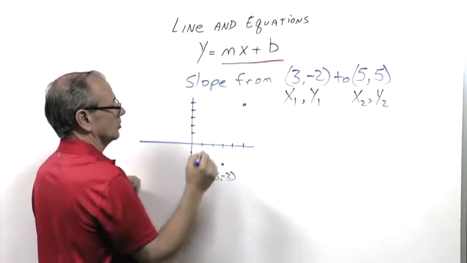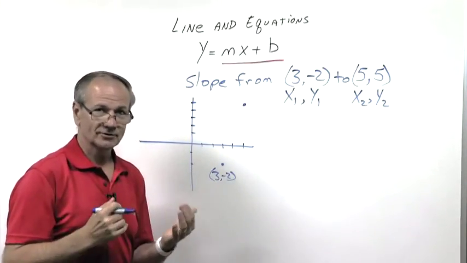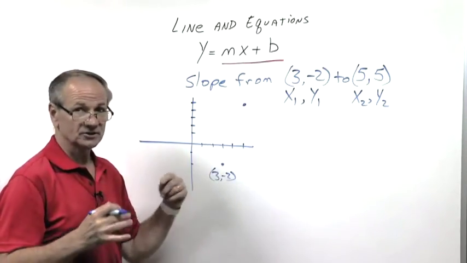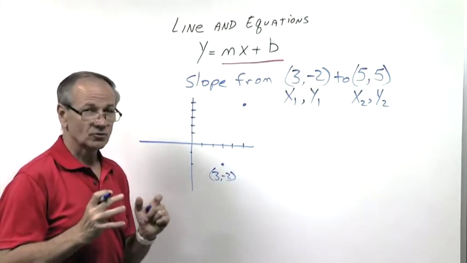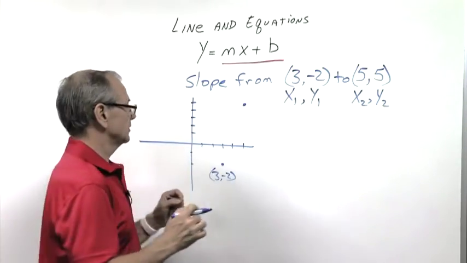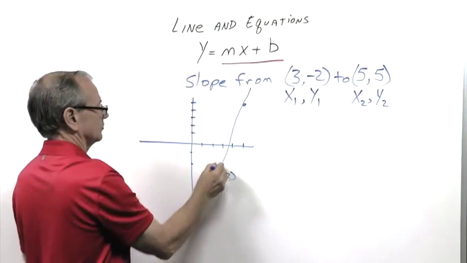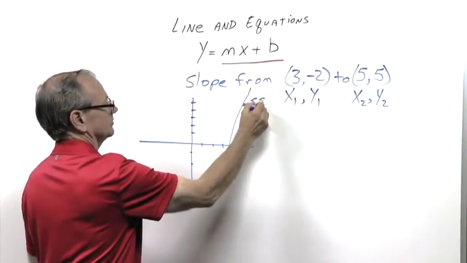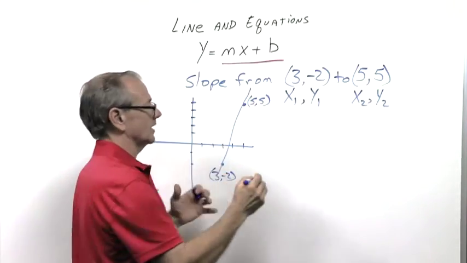Okay? Now, one of the things you'd want to do is get into the habit of saying, okay, I am really going up. This is a positive slope. That way you don't mess up with your signs. So you would have a line that looks like this going to (5, 5). So now we're going to do the math.